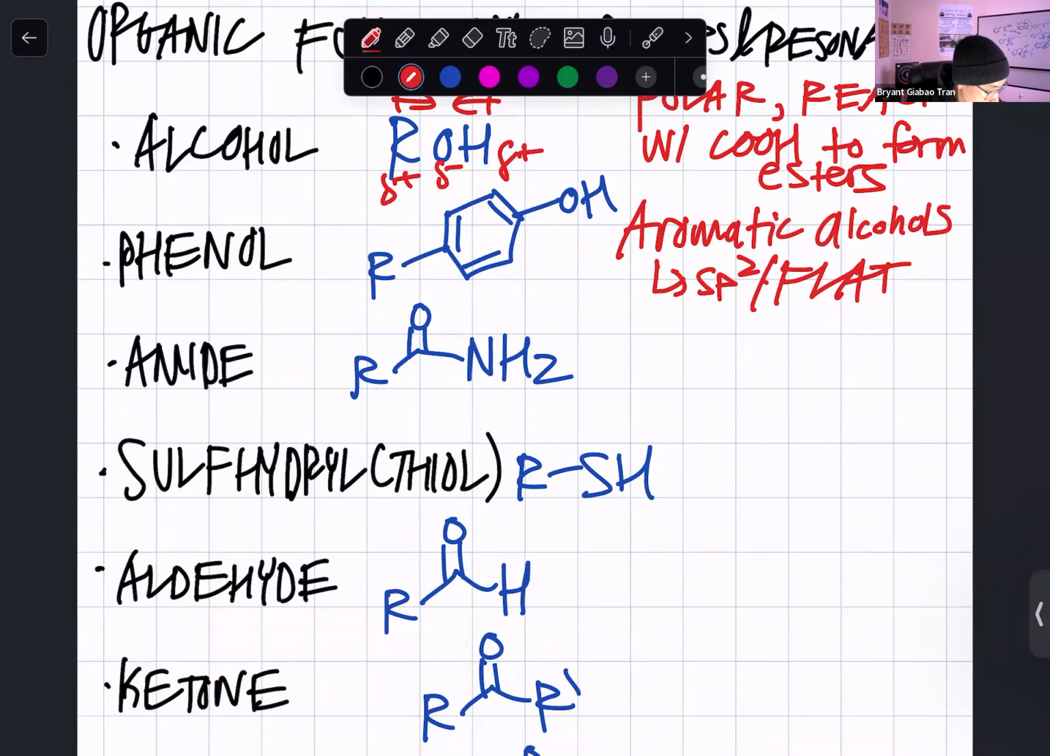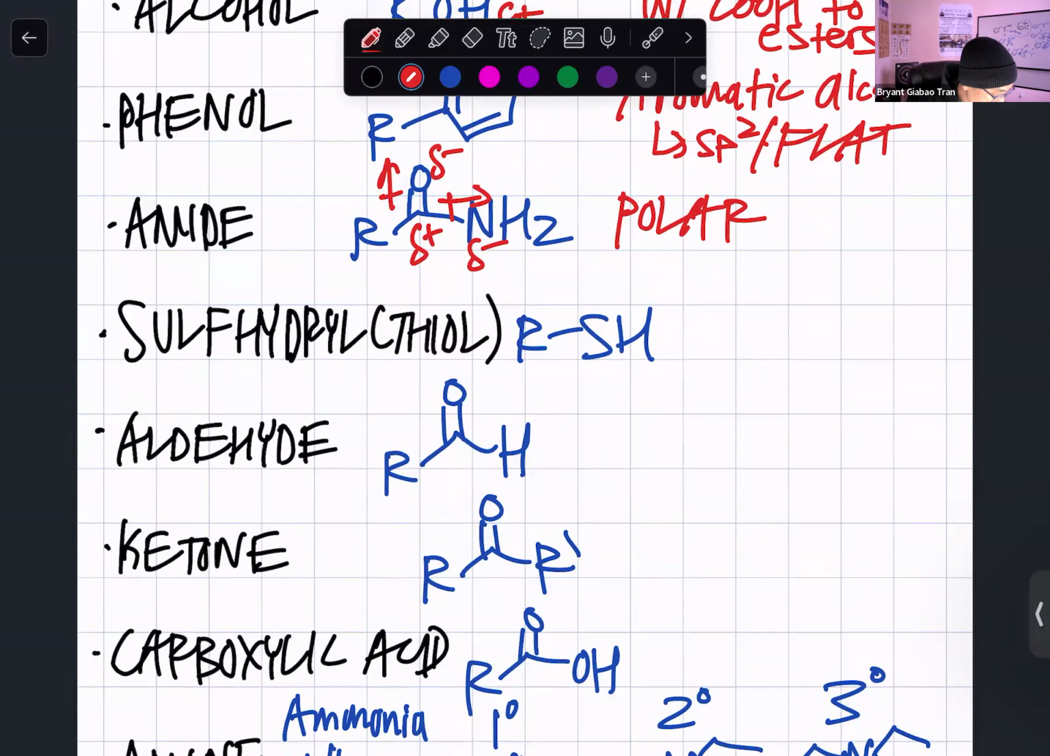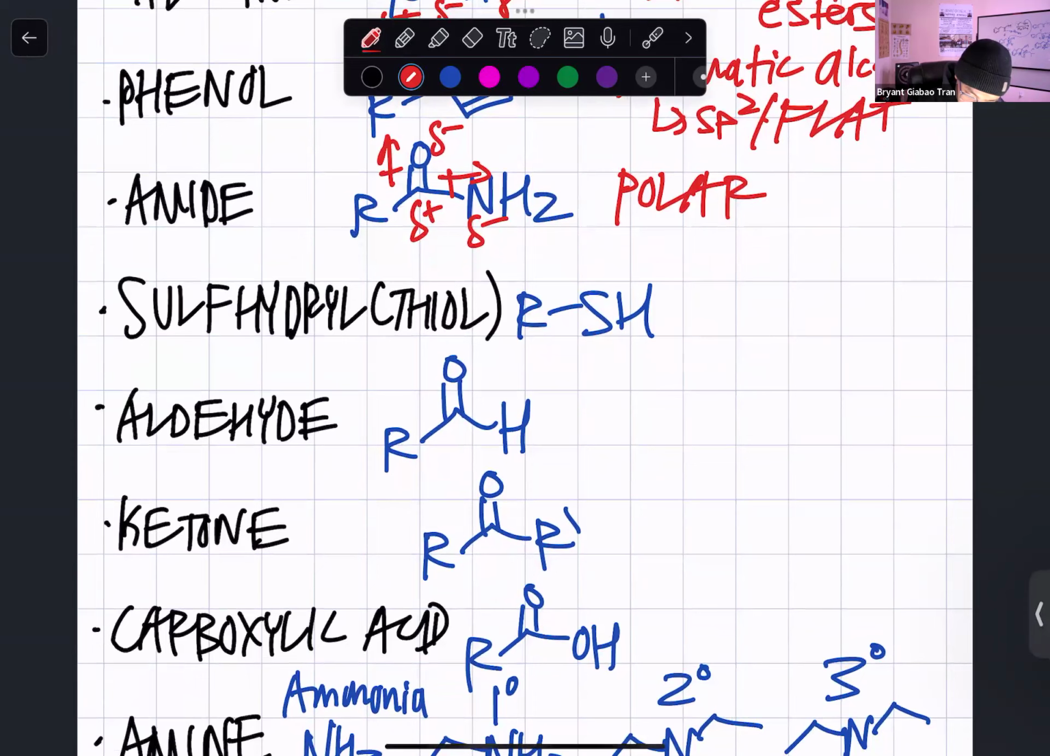So the amide is going to be polar because it has electronegative atoms pulling on that carbon, right? Making these partial charges here on these atoms, right? A sulfhydryl group is going to look like this SH group, where it's not going to be as polar as oxygen or nitrogen because it's not one of the big 3 electronegative atoms, fluorine, oxygen, or nitrogen, right?